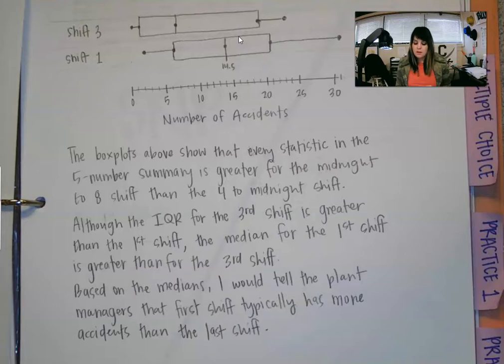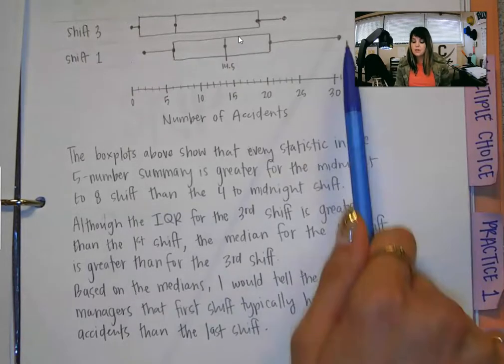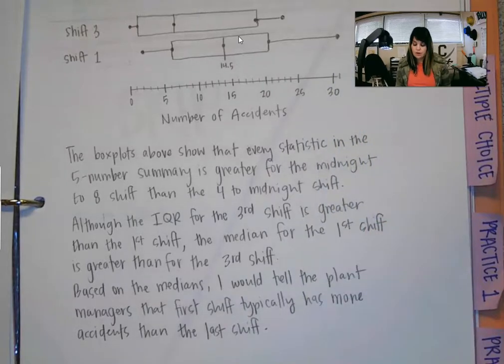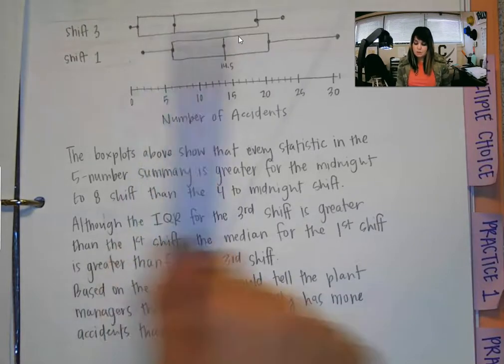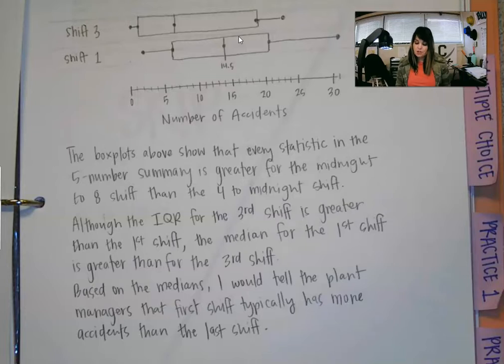So the minimum is greater for shift 1. Quartile 1 is greater for shift 1. The median is greater for shift 1. Q3 is greater for shift 1. And the max is greater for shift 1. Although the IQR for the third shift is greater than the first shift, so this box is bigger, the median for the first shift is greater than for the third. Based on the medians, I would tell the plant managers that the first shift typically has more accidents than the last shift.